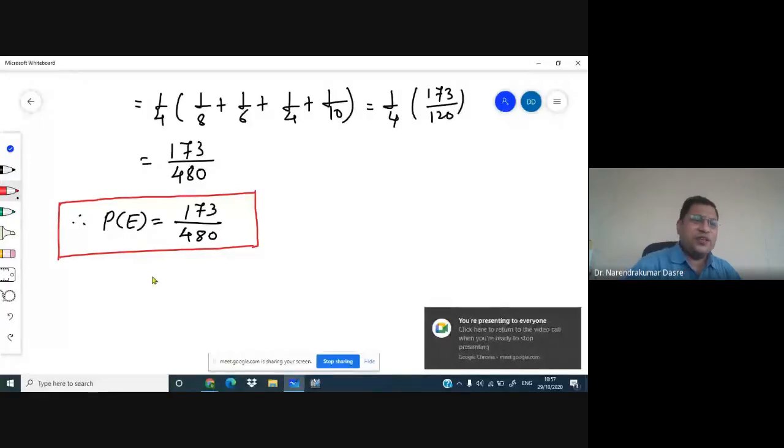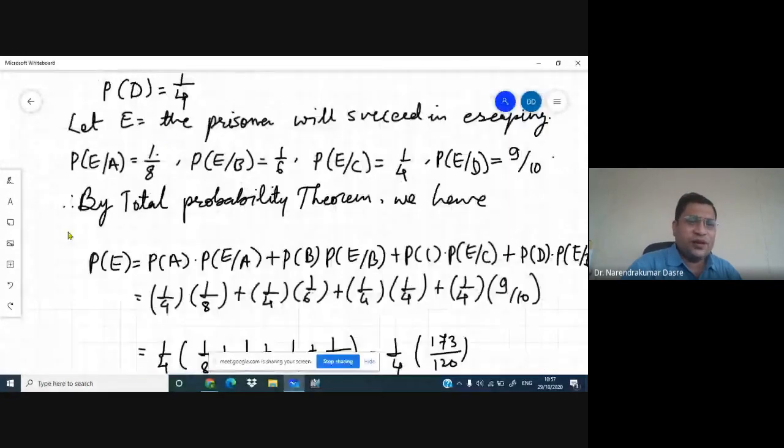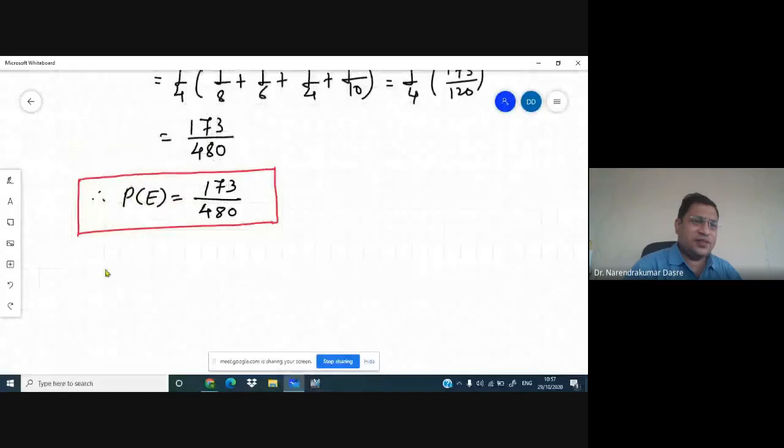How many of you got it? Pakshal got it? Good. Satvik, Arjun. Good. What about the other people? Sampal also got it. Janvi got it. Great. I hope all of you got the correct answer. The answer I have already calculated is 173 by 480. So in this case, the probability that the prisoner will succeed in escaping is 173 by 480. That's great.